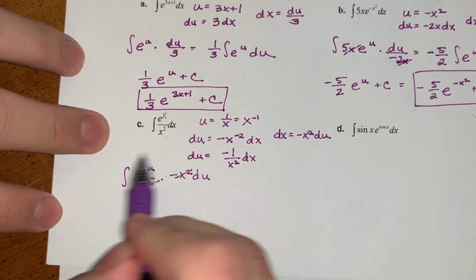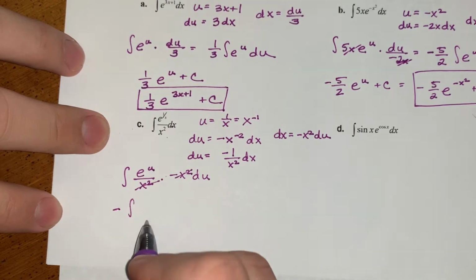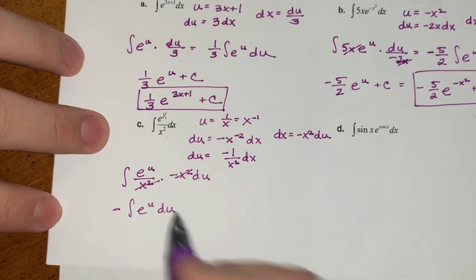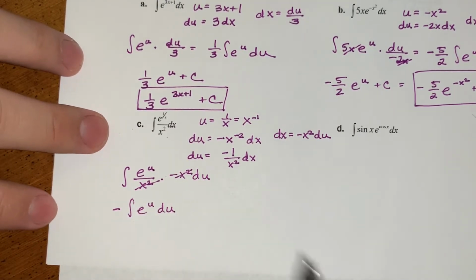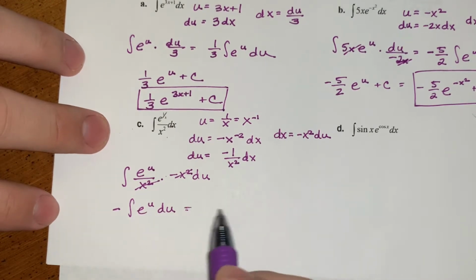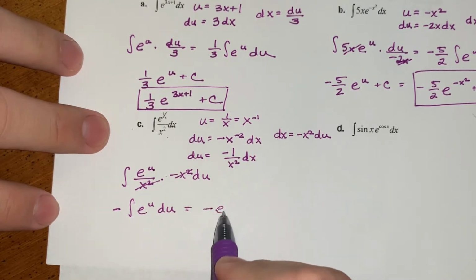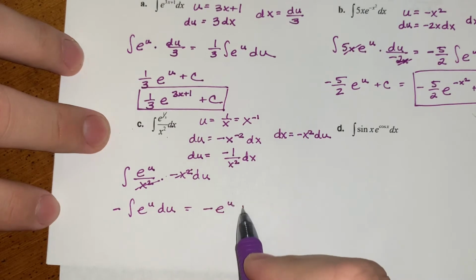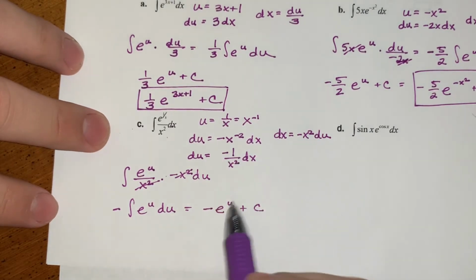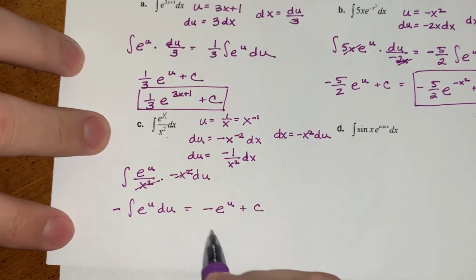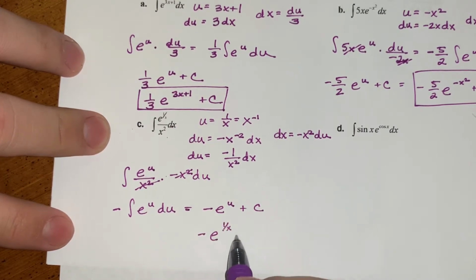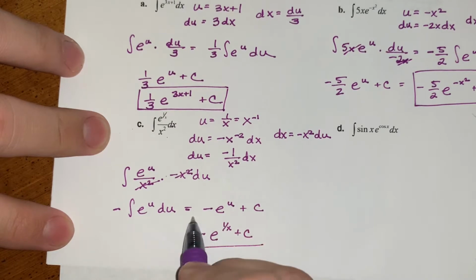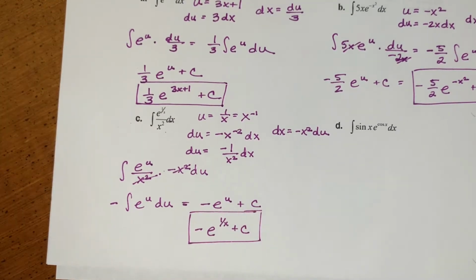I have a negative that I can move out to the front, so that's the negative integral of e to the u du. And by now you're probably tired of seeing this one because it's so easy now. So that becomes negative e to the u plus c. Bring back my u into my function, so that'll be our expression negative e to the 1 over x plus c. There you go.